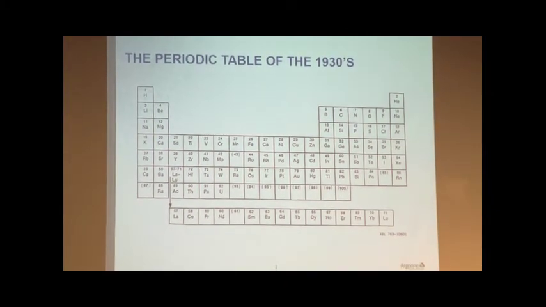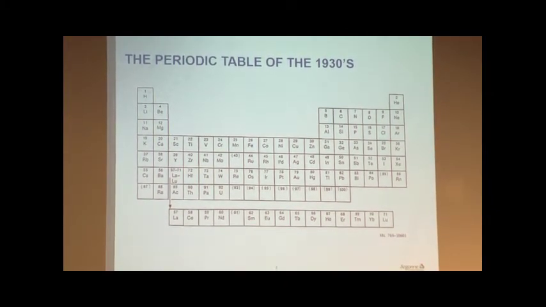And so what you'll notice here in the periodic table of the 1930s is that we're missing some elements here: the transition metal technetium, the heavy halogen astatine, and francium, the heavy alkali metal. And down here we've got these elements arranged in a fourth transition metal series, and also the lanthanides down here.